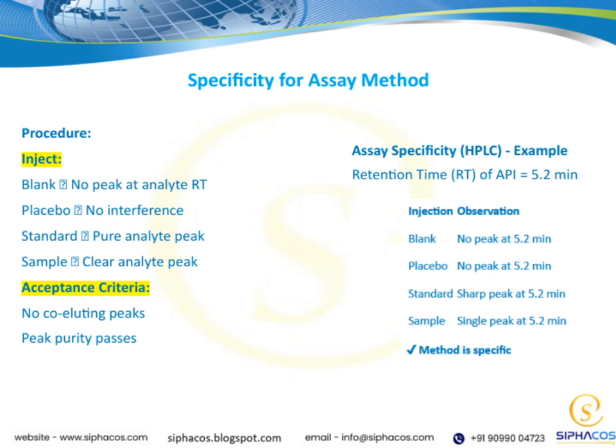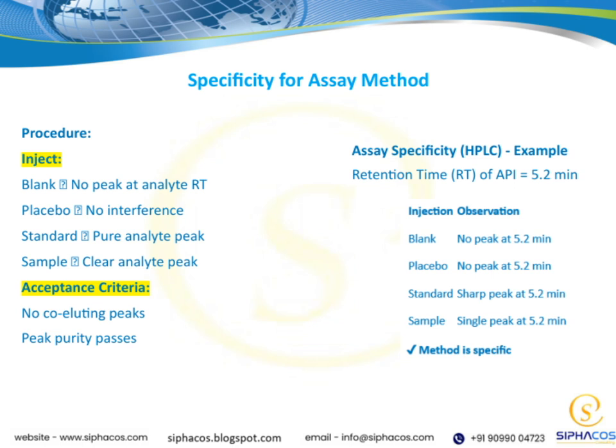For the blank, we expect no peak at the analyte's RT, which confirms there's no contamination or background interference. The placebo should also show no interference at that RT, ensuring that excipients or other inactive ingredients don't cause any false positives. The standard, which contains pure analyte, should produce a clear peak at 5.2 minutes, confirming our method's ability to detect the analyte accurately. And finally, the sample should also show a clean, well-defined peak at the same RT, demonstrating that our method can reliably detect the analyte in real samples.